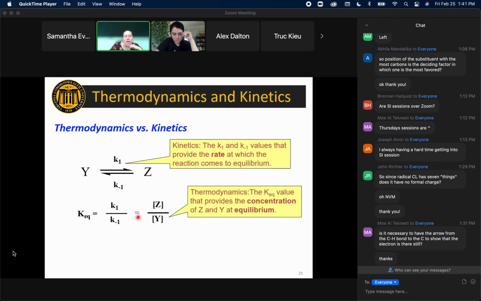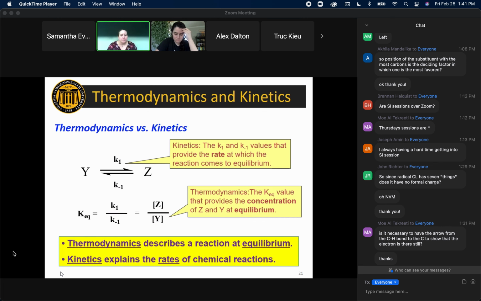So it's really going to tell us, does the reaction favor the products where Z is big, or does it favor the starting materials where Y is big, the concentration of Y is big? And if the concentration of Z is big and it favors the products, then KEQ is going to be really large, right? If it favors the starting materials, then KEQ will be a fraction or less than 1. It'll be between 0 and 1.